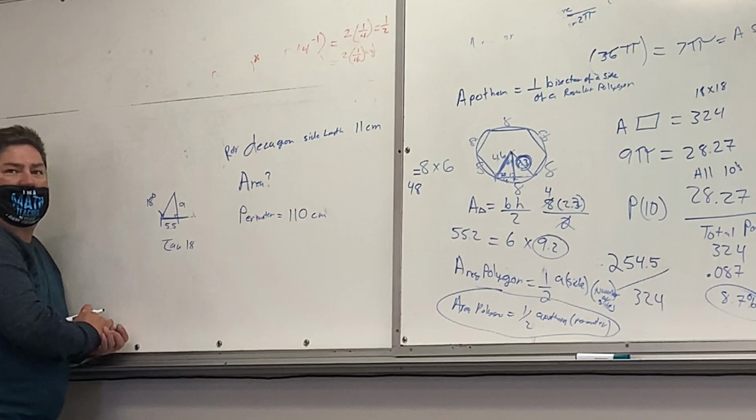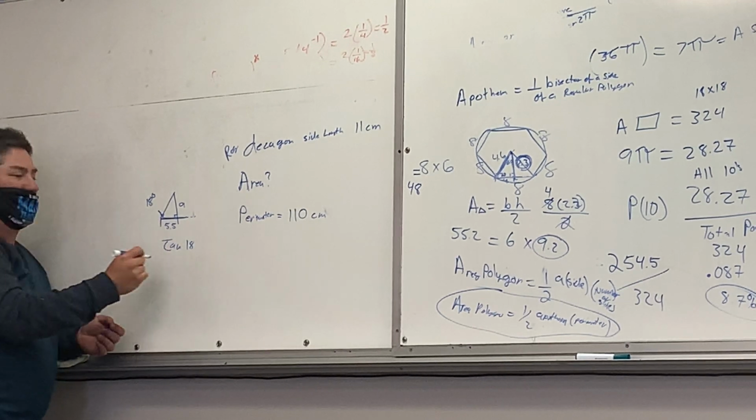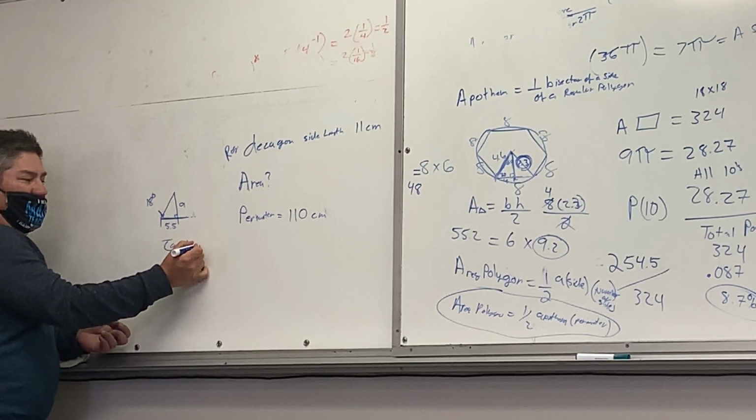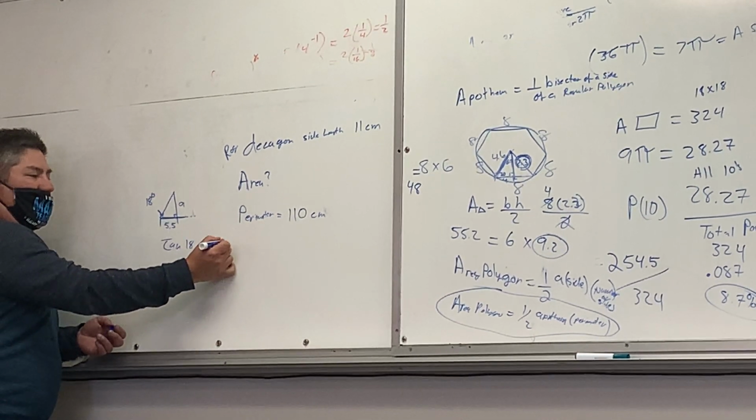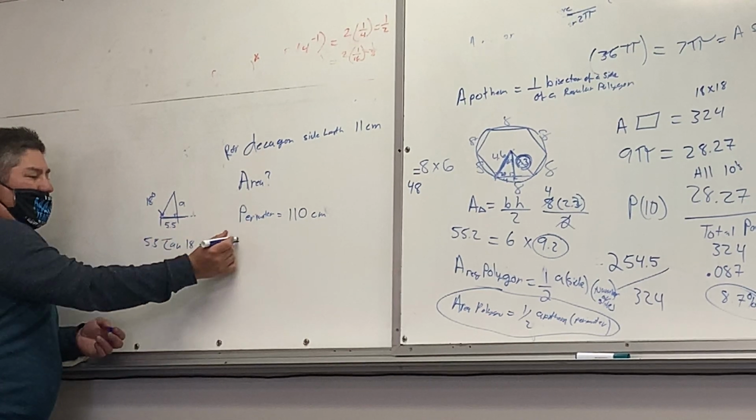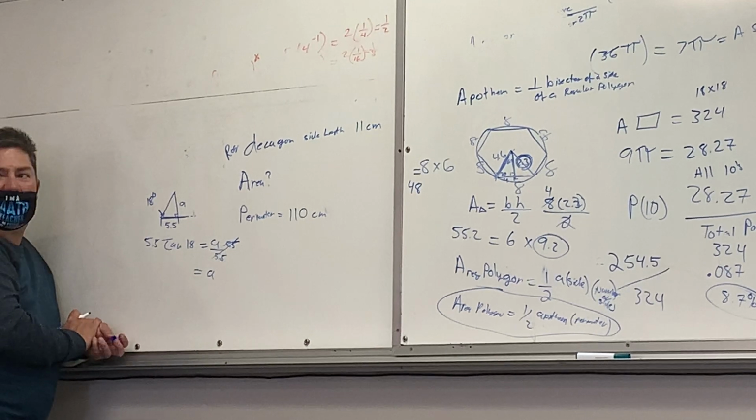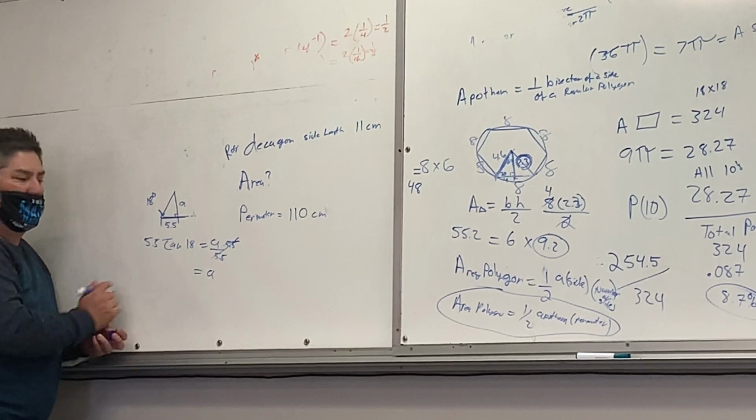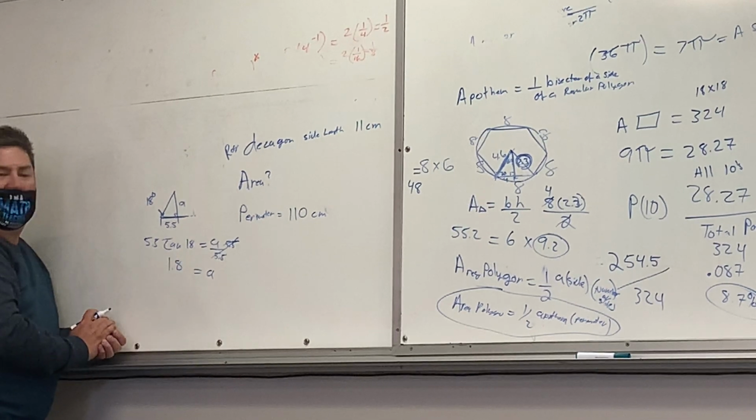Will you always use 18? No, I'll show you one where you don't. Good point. We'll do the next one so that you can see that. Tangent of 18 equals what? A over 5.5. Multiply both sides by what? 5.5. Do that on your calculator. 5.5 times tan of 18. 1.8. 1.8 is the apothem.